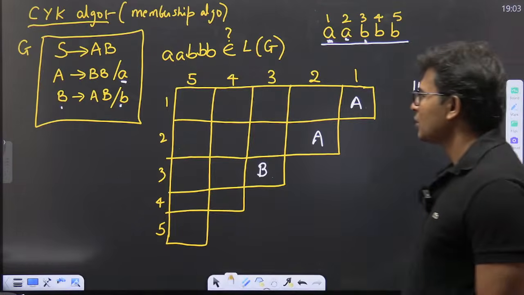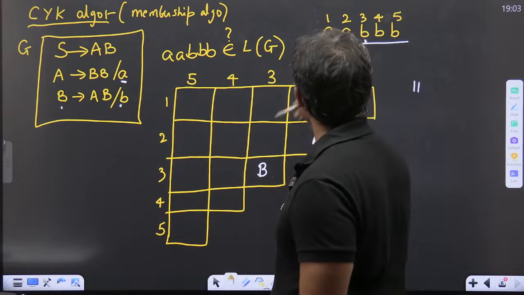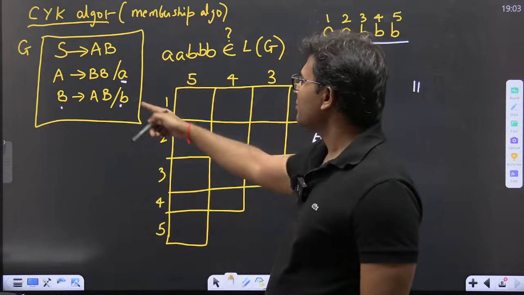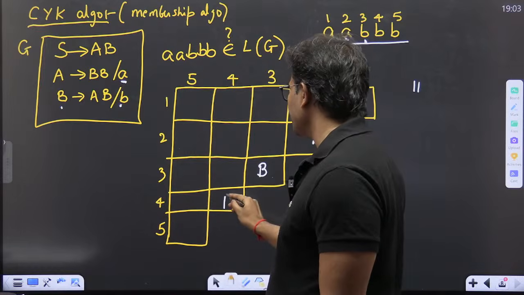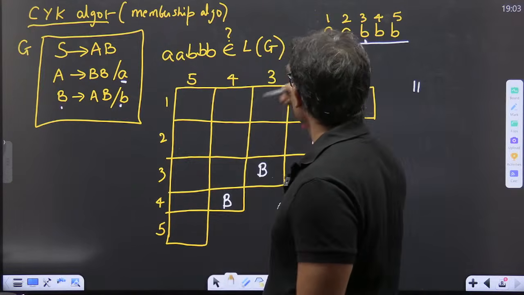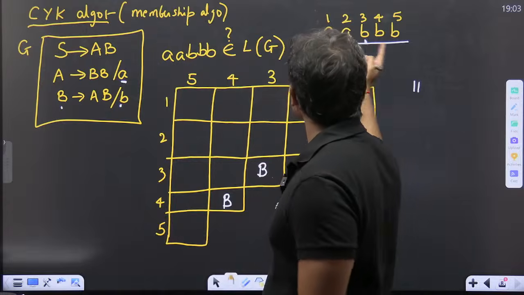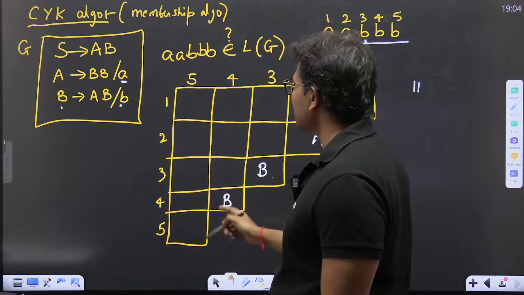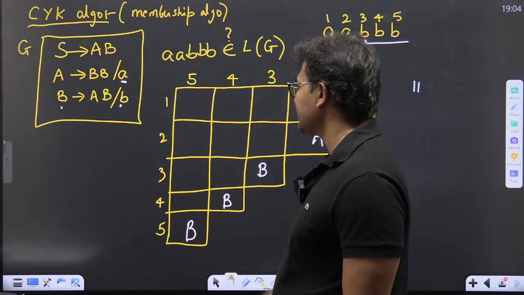Now, what is 4, 4? 4, 4 is B. So, B is generated by B. So, I am going to write B here. Now, what is 5, 5? 5, 5 is B and B is generated by B, so write B here, right?